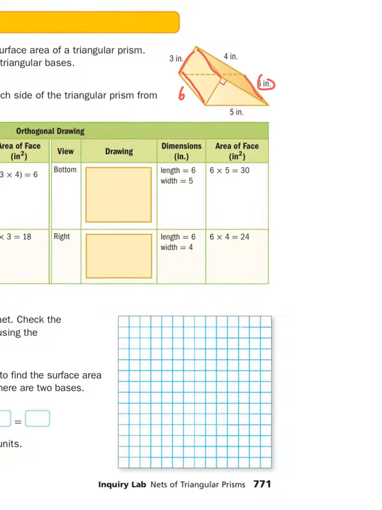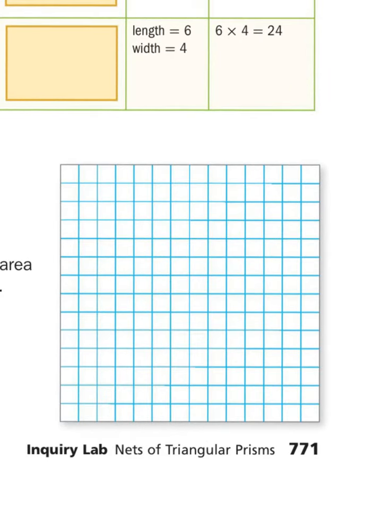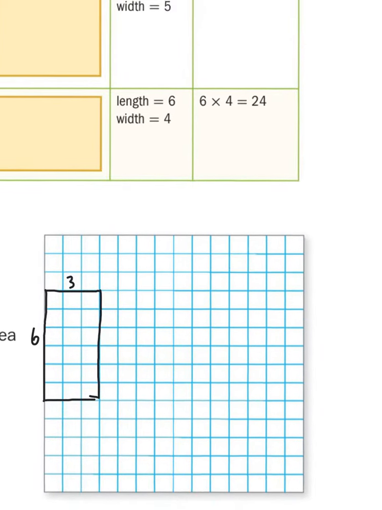So I'm going to start down here and draw a 3 by 6 rectangle starting all the way on the left. So I'll go 6 down. Let me start right about here. 1, 2, 3, 4, 5, 6 by 3. Okay, so this is my left side here. So it's 6 by 3.